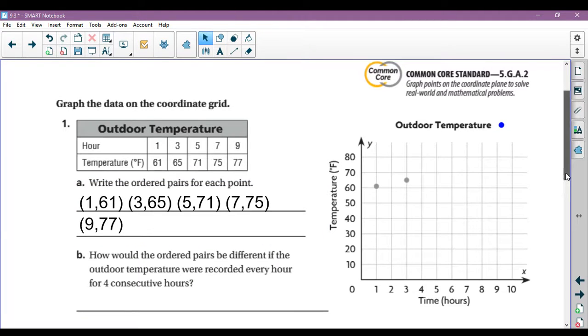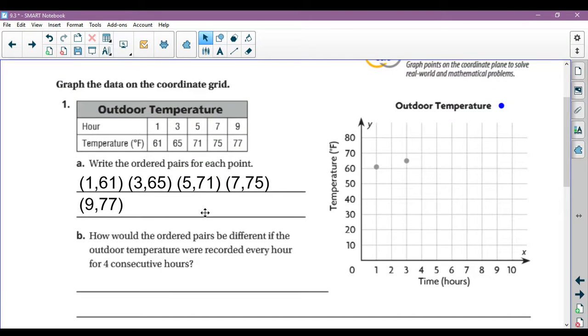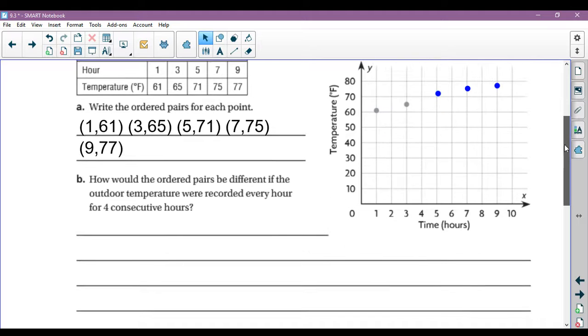And let's go ahead and label them on our graph. So I have my dots already up here. Now, if you notice, they've already done the first 2 for us. So they did 1, 61, and then they did this one, 3, 65. So the third one is going to be over here, 5 and then up 71. And we have 7 and 75. And our last one is 9, 77. I'd say right about there. Like I said, it's a little harder to do. These dots are kind of big here, but you get the idea as long as it's in the right area there, okay?